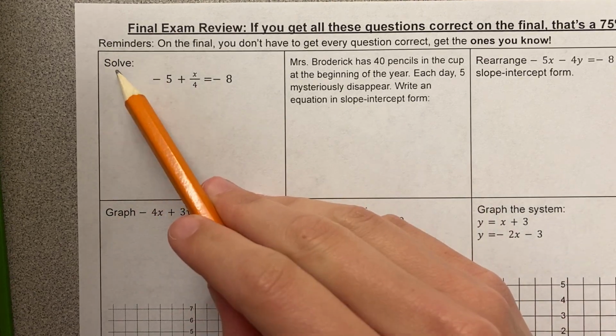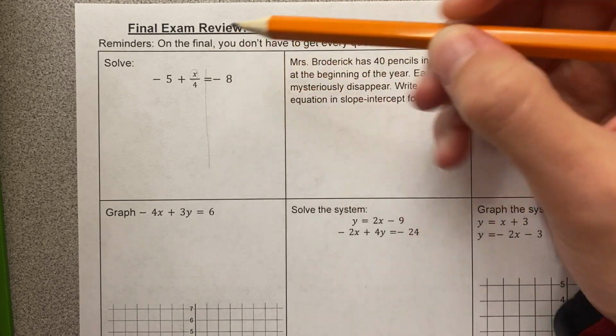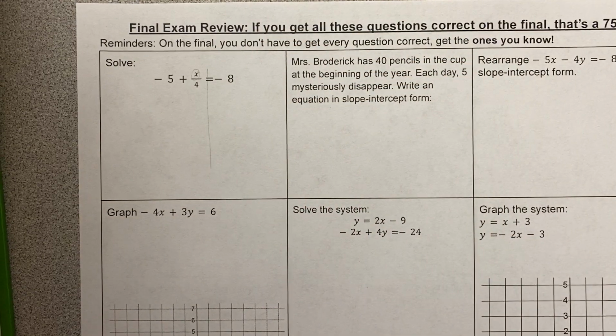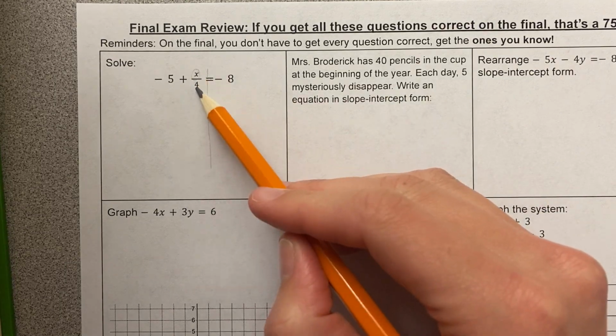All right, this question says solve. That means I want this x by itself. So the first thing I'm going to do is observe where the equal sign is. Now note, if I'm solving, my goal is to get x by itself. So I don't care about this -8. I need everything gone from the side with the x.